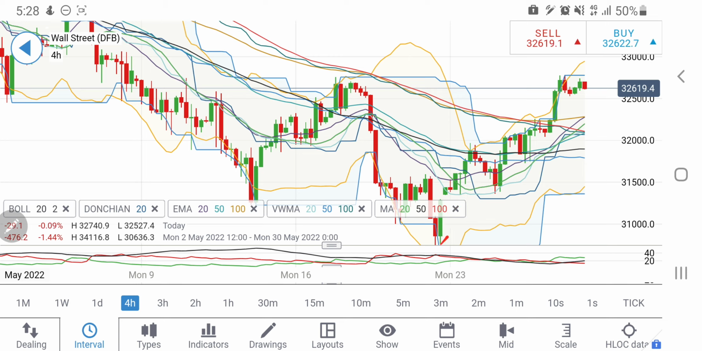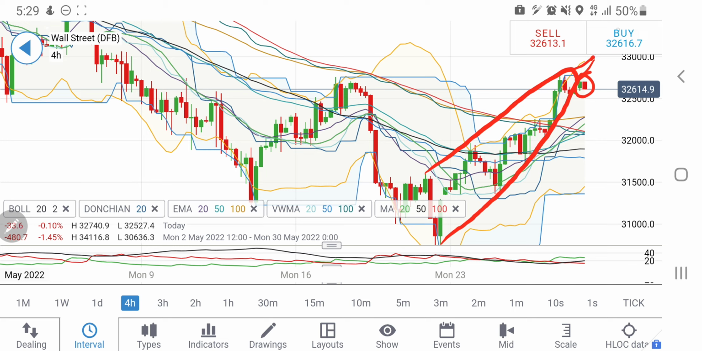Let me try to connect the dots here. So now let's connect the dots. This is kind of a breakout from here. If it breaks past 32,800, there is a possibility for it to hit 33,100 and 33,000 levels, else it is going to reverse from here.